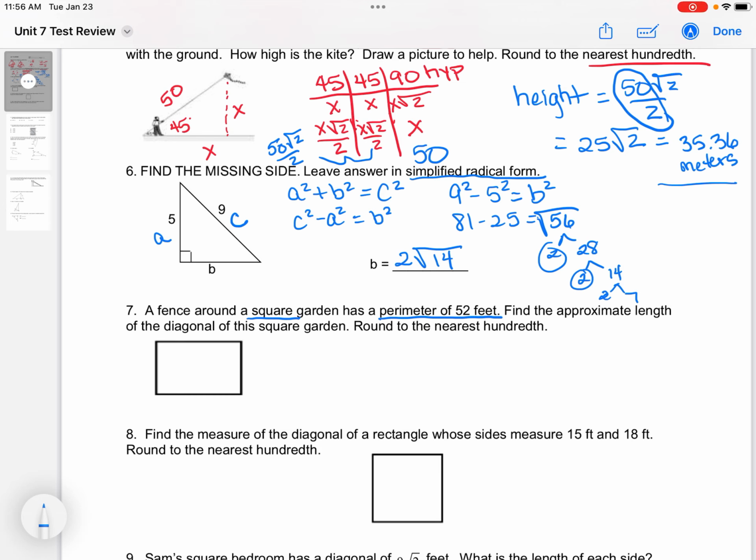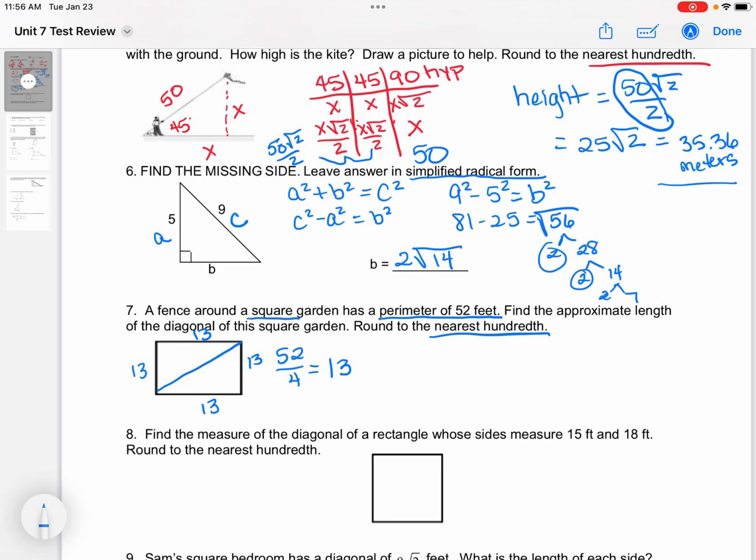Okay, perimeter. Remember, it's a square. The perimeter is the sides. So I'm going to do 52 divided by 4, because that'll be each side. That's going to be 13, 13. What? It doesn't look like a square. It doesn't matter. It told me it was a square, so I'm going to use it like it's a square.